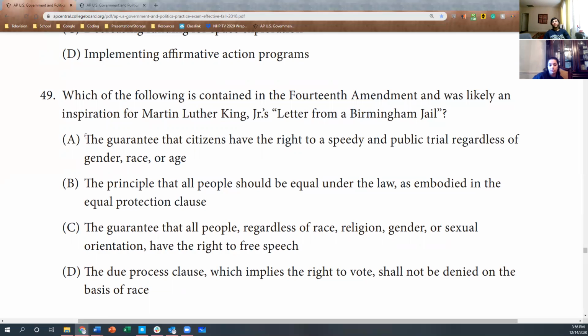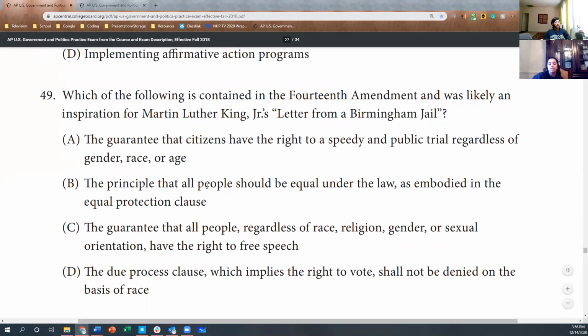Oh, wait, it's not that question. I think this is a different question. Oh yeah, I just realized. I think this is a different one. It's whether all people should be treated equally. I think B, right? Yeah, I think it's B. Yeah, equal protection clause. Okay.